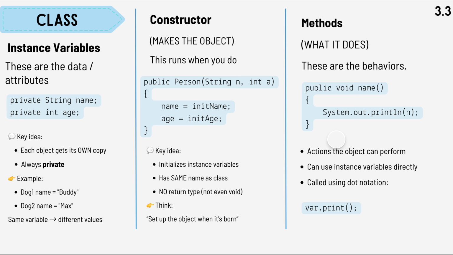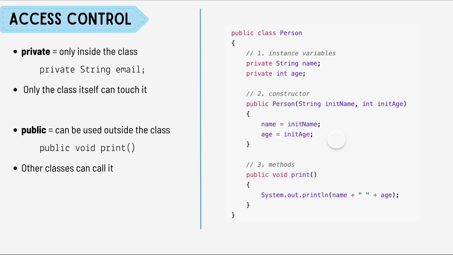Next is, this is just a small summary of what we just finished. Feel free to look at it. Next, there is access control. So notice over here we have privates and then we have publics.